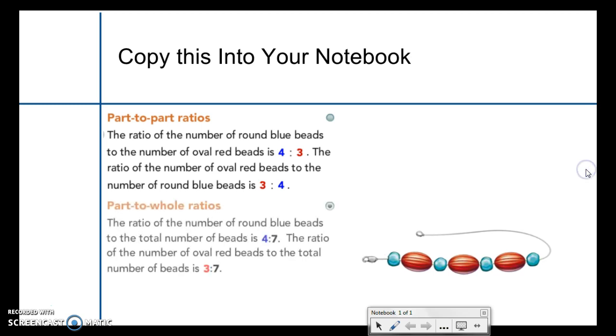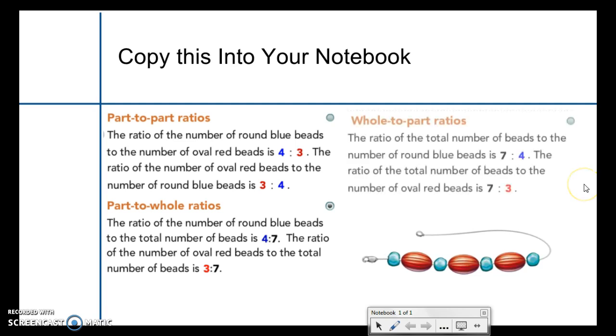There's also a part-to-whole ratio. And this is basically saying that if you're comparing the number of blue beads to the total amount of beads there are, it will be written as 4 to 7. Or if you were comparing the number of red beads to the total amount of beads that are there, it would be 3 to 7. So part to whole takes your part and compares it to the whole. Now you can flip the part to whole and have a whole to part. That would be like saying, of the 7 beads there are on this bracelet, 4 are blue. Or of the 7 beads, 3 are red.